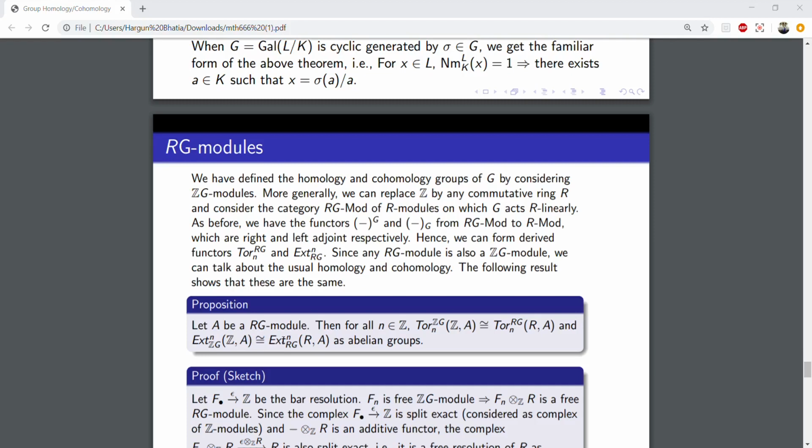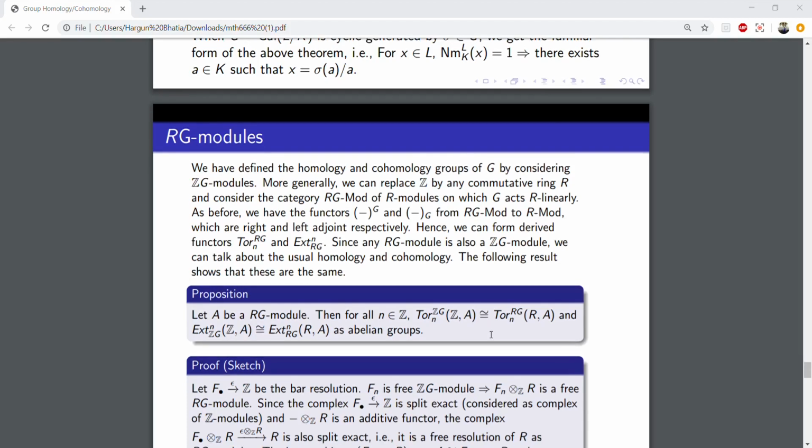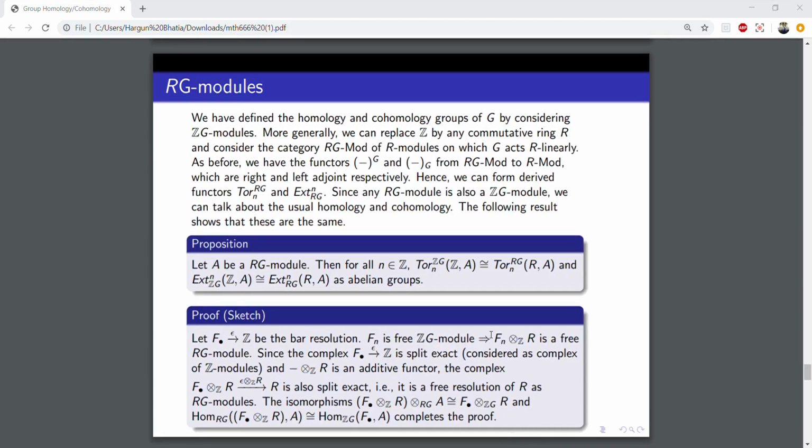That is, if you take any RG module A, then Tor ZG of Z and A is isomorphic to Tor RG of R and A, and Ext ZG of Z and A is isomorphic to Ext RG of R and A as abelian groups. So this is the homology with coefficients in A, and this is the homology if you think of everything in terms of the commutative ring R. The thing is that they're the same as abelian groups. So let's try to see a proof.